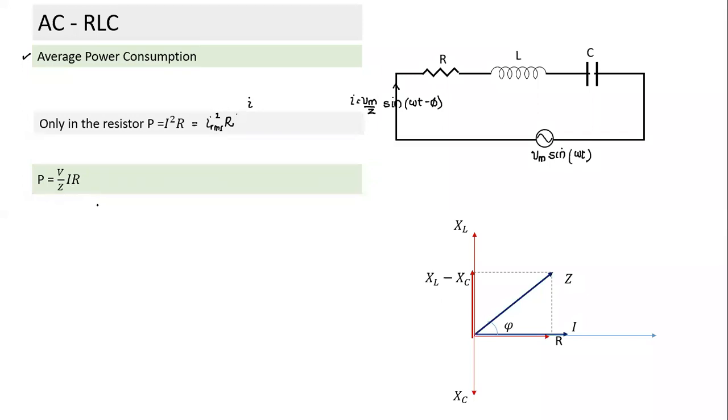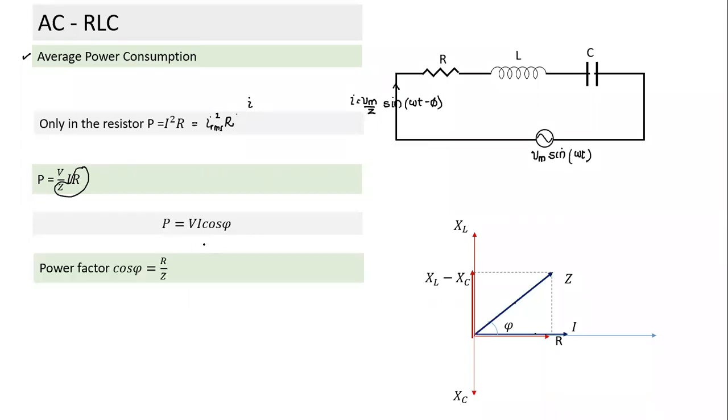I'll come to the reason also. From this figure, can we find the value of R by Z? What is R by Z equal to? From this phasor, this side is R and this is Z. What is R by Z equal to in terms of phi? Base divided by hypotenuse, cos phi. So in place of R by Z, I can write cos phi. So power consumption is equal to V into I into cos phi, and this term cos phi is called the power factor.